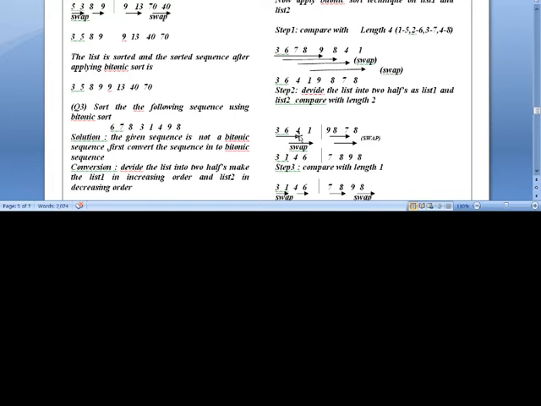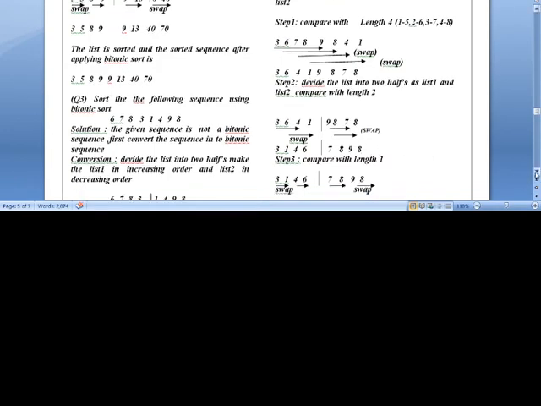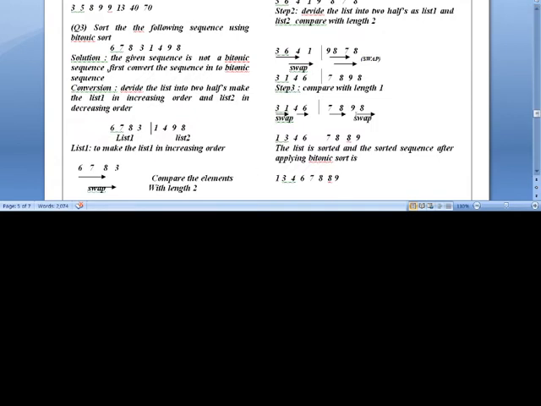Now the 3, 4 comparator output is 3, 4 only. The 6, 1 comparator output is 1, 6. The 9, 7 comparator output is 7, 9. The 8, 8 comparator output is 8, 8. So after the length 2 comparison is over, your list becomes like this. Next you apply the comparison with length 1.